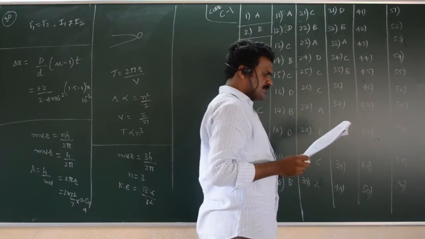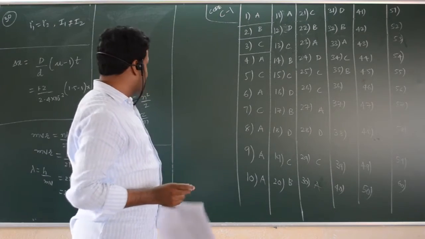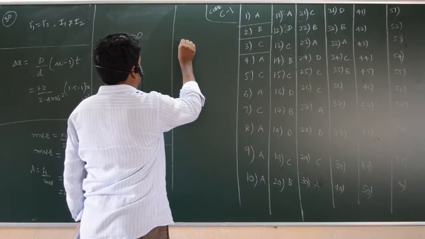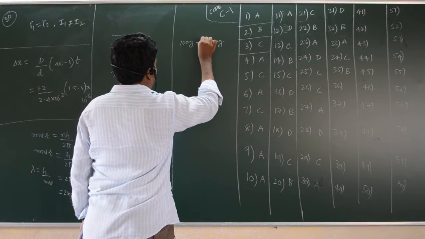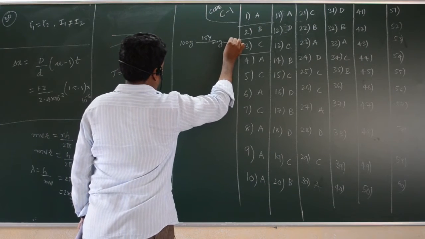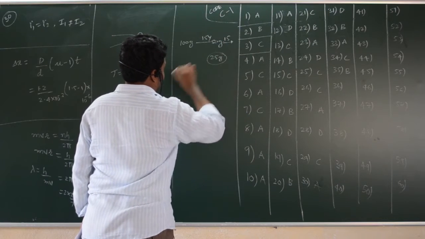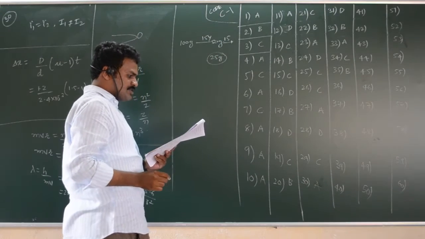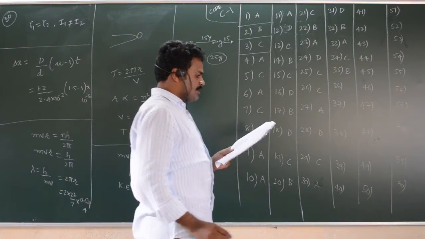Next 36. A radioactive element is there. How much is decayed after 30 years? If you take 100 grams, it will become 50 grams in 15 years. In another 15 years, it will become 25 grams. So after 30 years, how much is lost? 75 grams is lost. So 0.75 fraction is lost, that is 3 by 4th is lost. This is C.